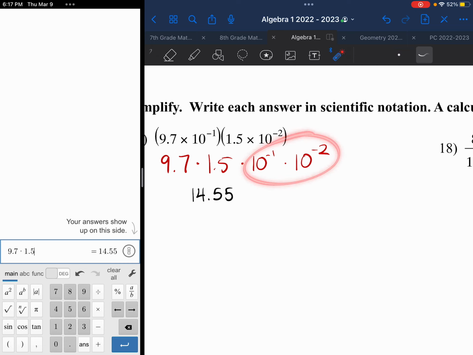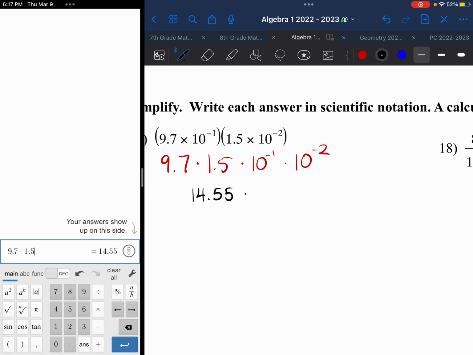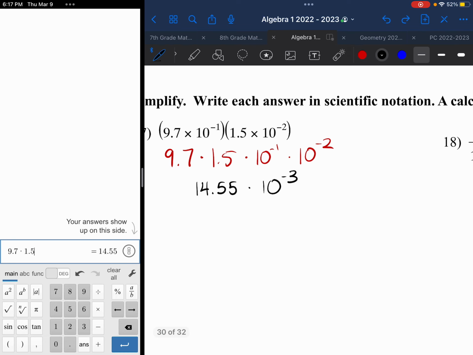Well, over here, I have the same base. Whenever you have the same base, you add the exponents due to the multiplication. So -1 plus a -2 is a -3. So this is going to be times 10 to the -3, which seems like it's the final answer, but it needs to be in scientific notation, which means the decimal place has to be right after my first number. I need to move the decimal place 1 to the left, which means I'm going to get 1.455.